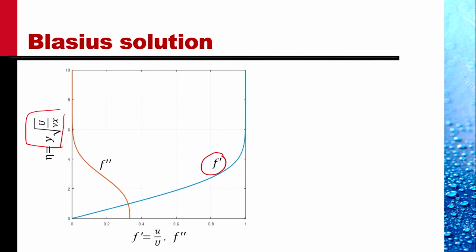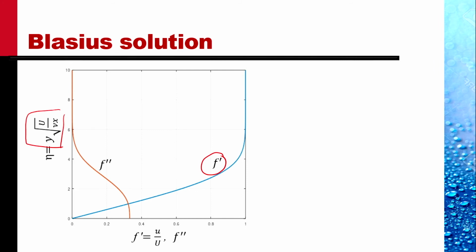And eta was y divided by delta, and delta was x divided by under root Reynolds number. So simplifying, we get eta is equal to y times under root U by nu x. Nu is the kinematic viscosity. This is f prime. This is a solution independent of x. So this is the velocity profile at any x.